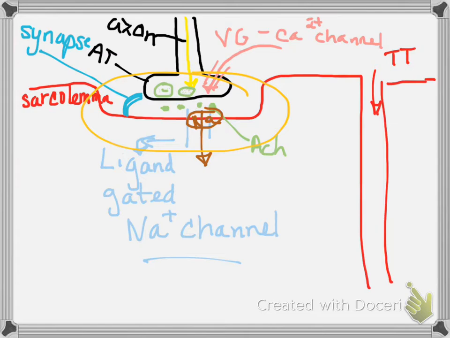What does that mean? It's the area where the nerve and the muscle meet, okay? Only at the neuromuscular junction do we have these ligand-gated sodium channels because that's where the acetylcholine is. Does that make sense? Okay.